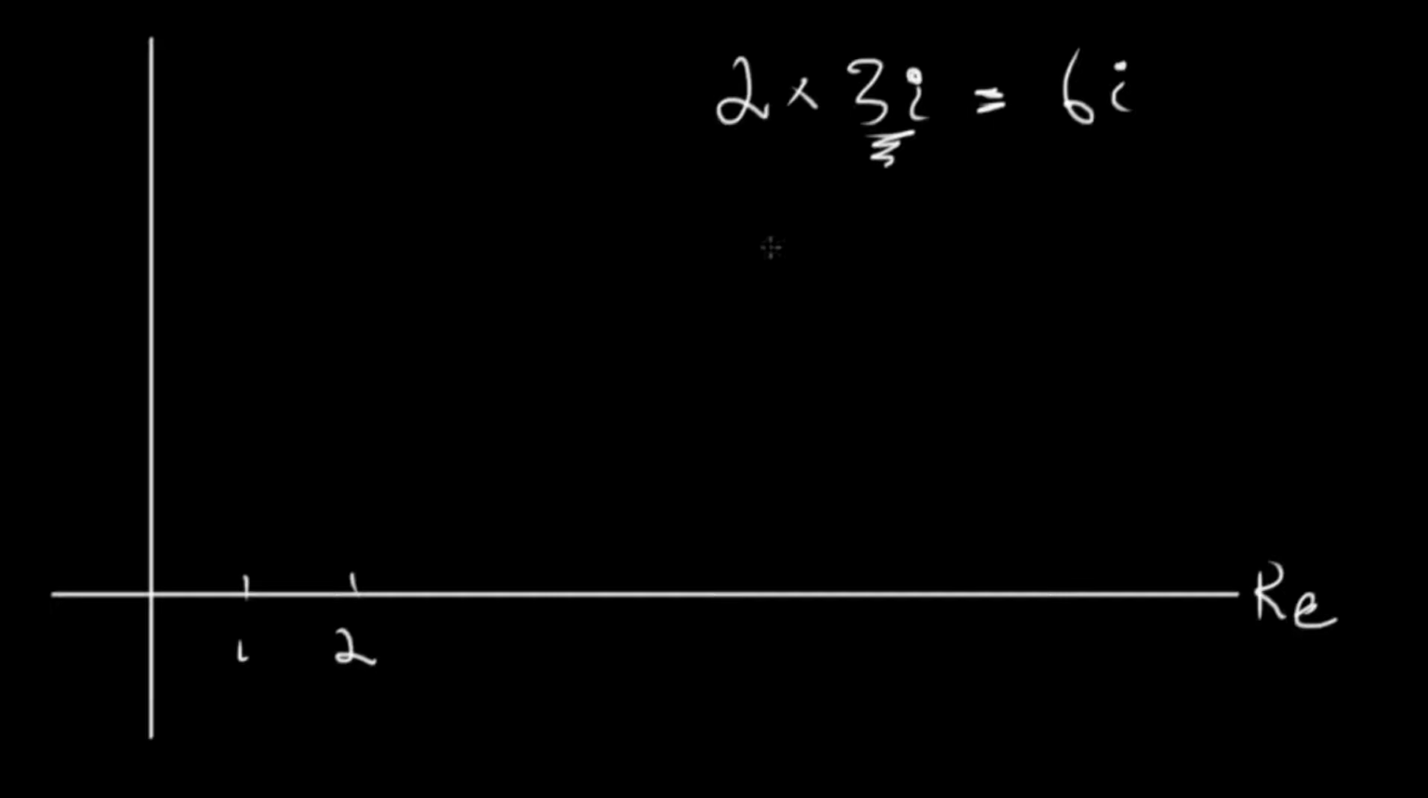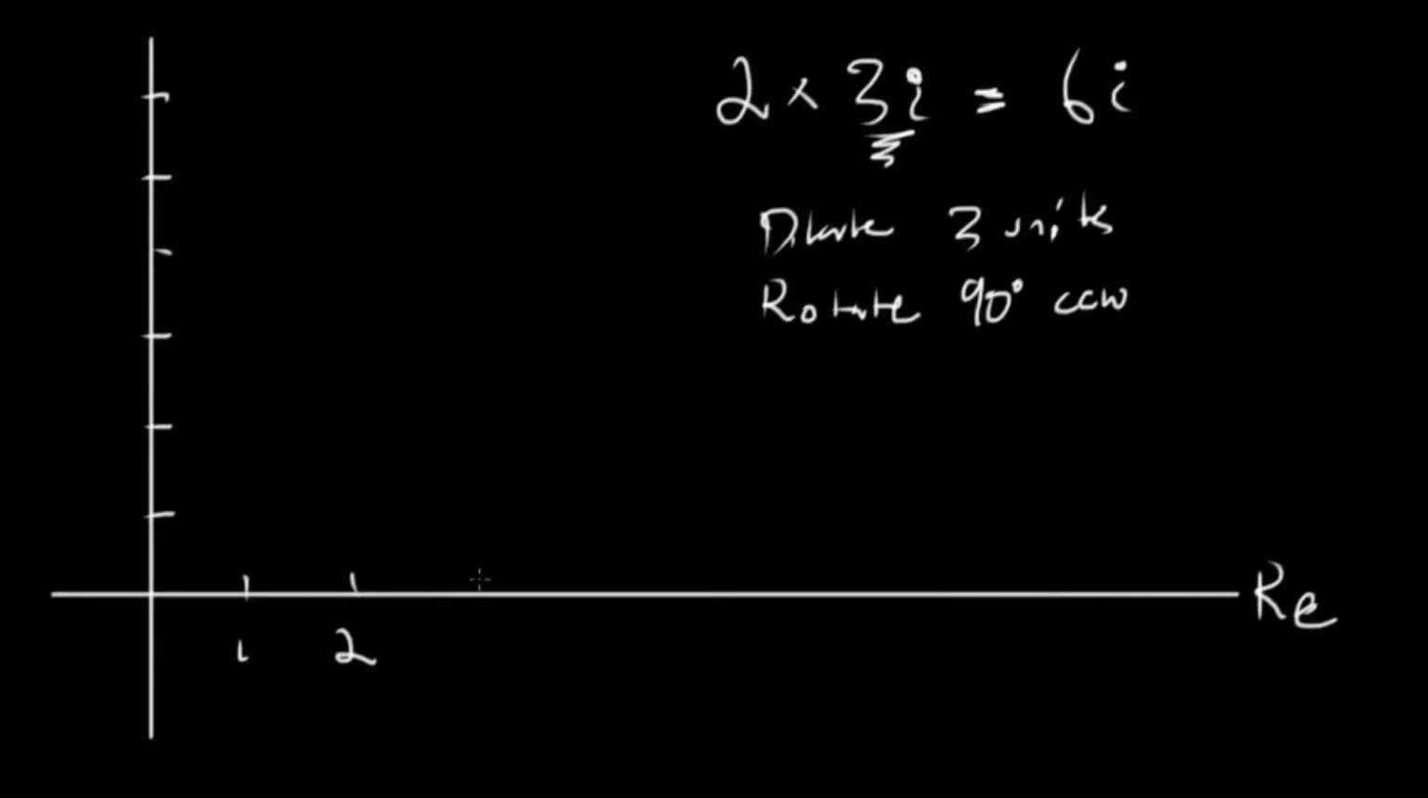That is saying dilate 3 units and rotate 90 degrees counterclockwise. All right, so I have 1, 2, I'm going to have 1, 2, 3, 4, 5, 6. I'm going to be way up here. You could also do the dilation down here. 1, 2, 3, 4, 5, 6.